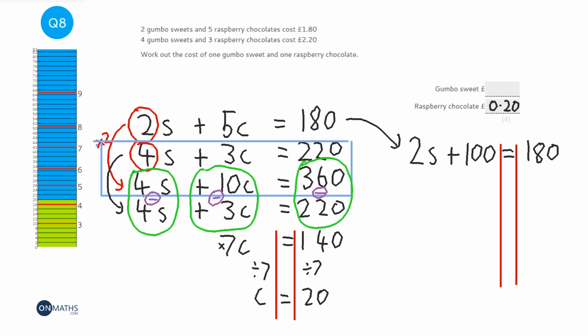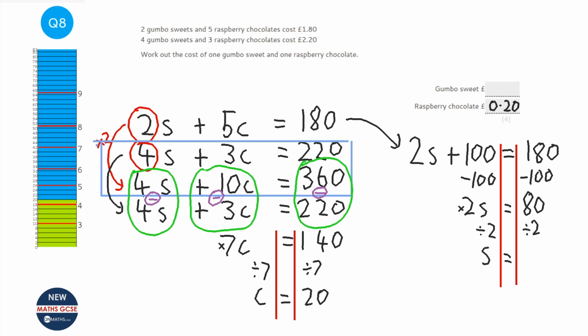Okay, so first of all we're going to get rid of that 100, so we're going to take away 100 both sides. So 2s equals 80, and then that's a times 2 there, so we've got to divide by 2 both sides. So s equals 80 divided by 2, which is 40. And so once it's in pounds, that's going to be 0.40 pounds. Now you can check this by putting both of these numbers into the second equation and checking that it works. So 4 times s, which would be 4 times 40p, £1.60, plus 3 times c, which is going to be 60p. Add the two together and you get £2.20.